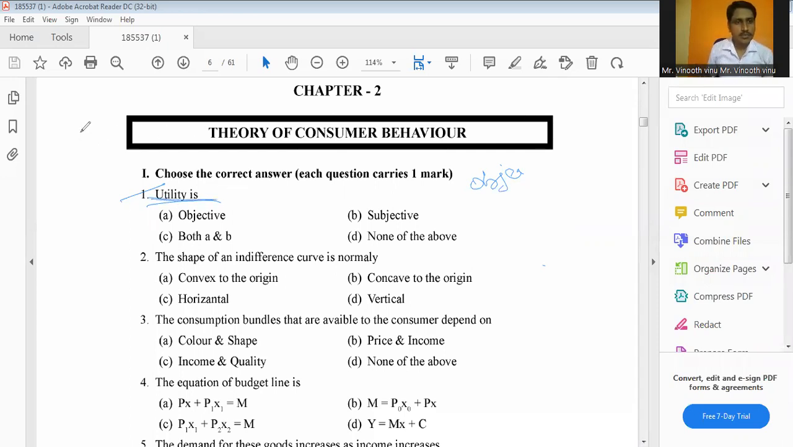First to second chapter, important chapter. More than 20 marks will be covered under this chapter. So, utility is subjective, objective, both A and B, none of the above.